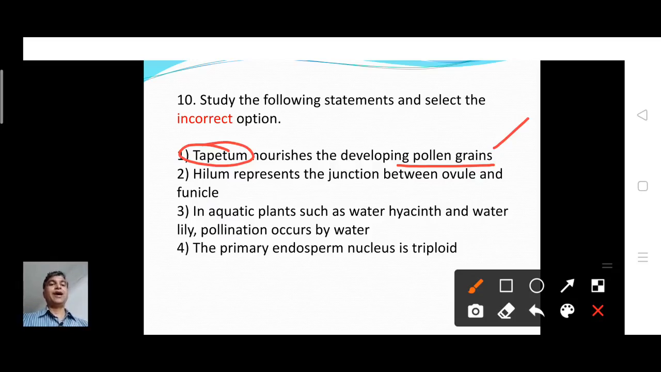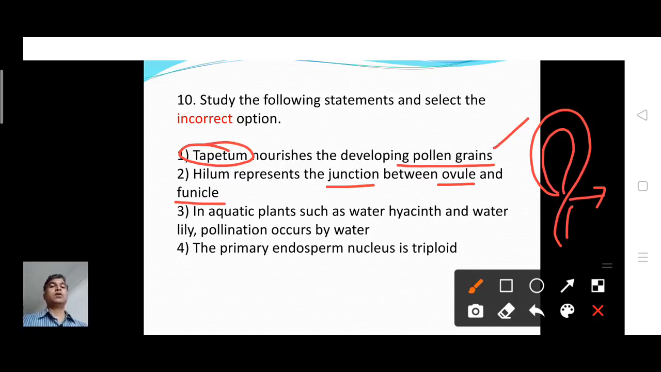Correct one. The hilum represents the junction between the ovule and the funicle. Yes, so this is a junction between the ovule and the funicle, which is a stalk. If you take this one, this is a funicle and this is a hilum and this is an ovule. Yes. In aquatic plants such as water hyacinth and water lily, pollination occurs by water.